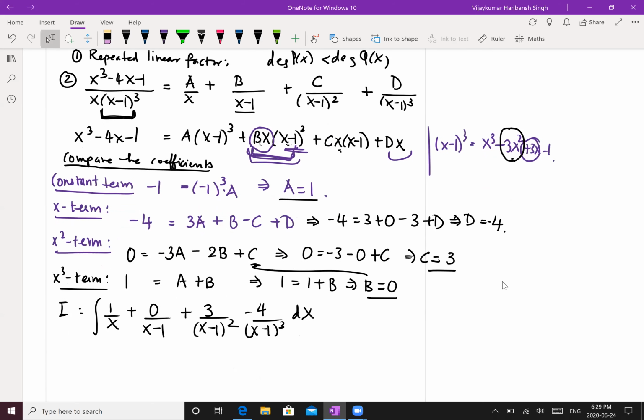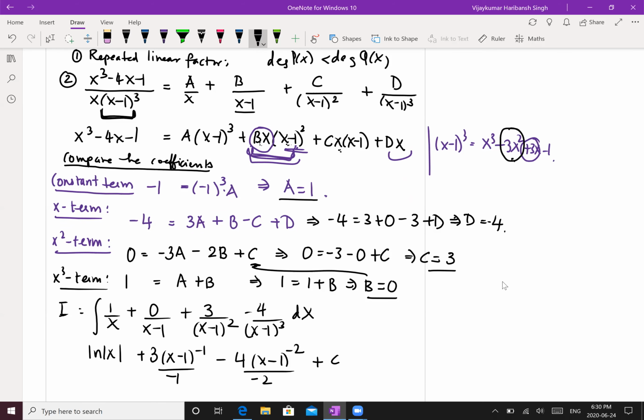So what is the integral of the first one? Ln of absolute value of x. This guy will be ignored. So here you will get plus, so this is x to the power minus 2, which is going to be 3 times x to the power minus 1 divided by minus 1. Here you have 4 to the power, so we get 4 times x minus 1 to the power minus 2 divided by minus 2 plus c.